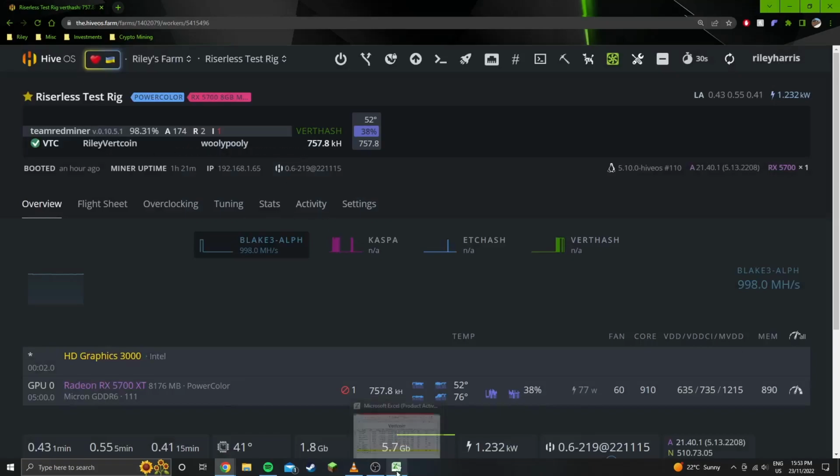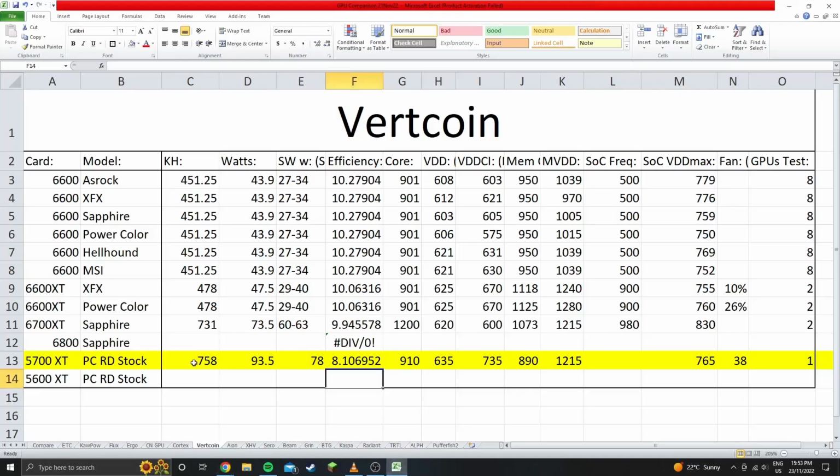Moving into the results that we got, we had 758 kilohash on average, with a wattage of 93.5 watts at the wall, which gives us an efficiency of 8.1 kilohash per watt, and there are those settings again just there.